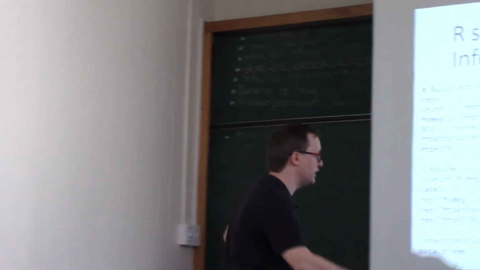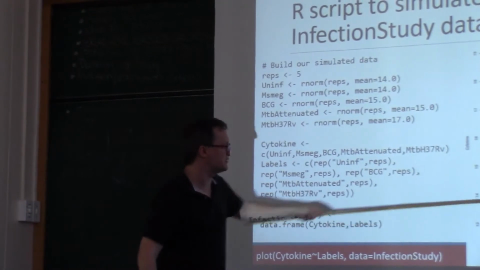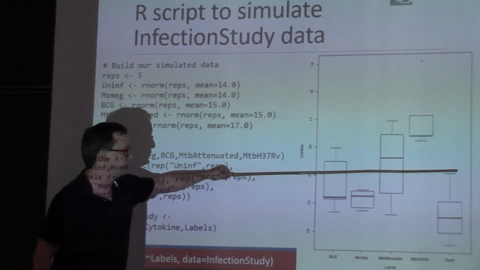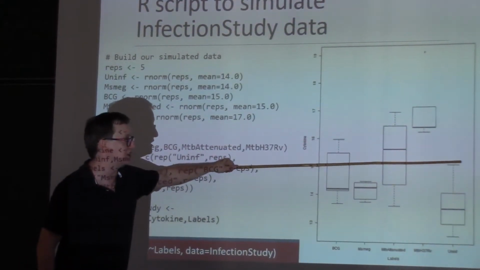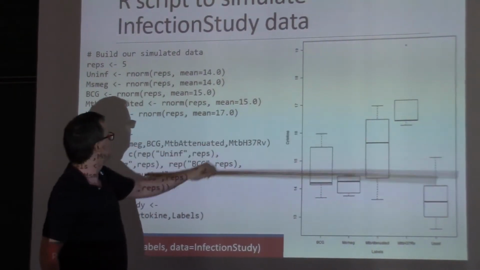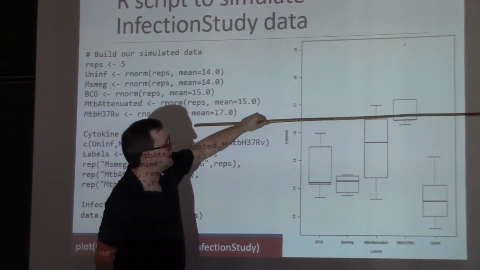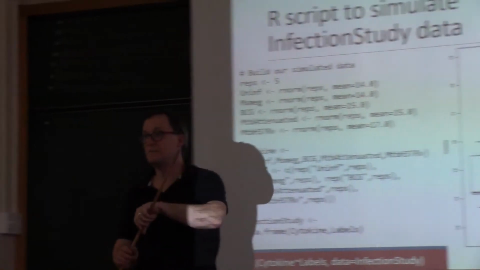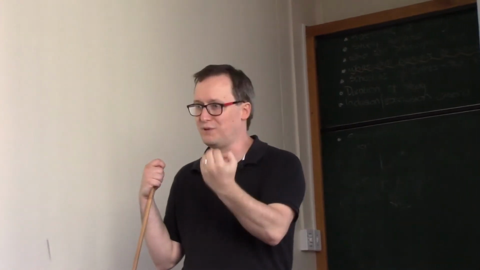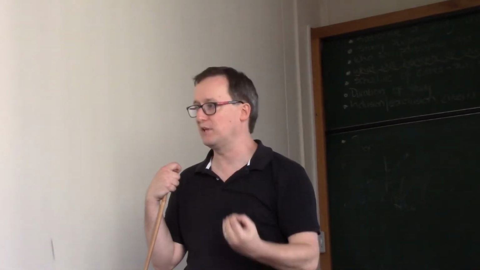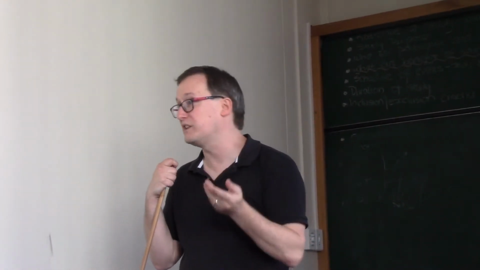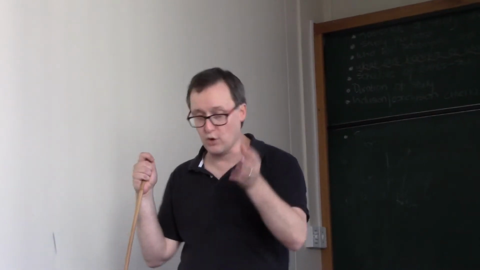Okay, so generally speaking, uninfected and M-smeg should be the lowest, right around 14. BCG and MTB attenuated should be averaging around 15. We see that BCG was a fair bit lower and the attenuated was a bit higher. And then the average for H37Rv should be 17, should be up here. But its median value is actually down below it a fair bit. So this is an important observation. The data we observe are drawn from a distribution. They're samples drawn from a population. Samples, even when you have 5 of them, may be a little misleading as to what the means are. Everyone sees that? Okay, good.